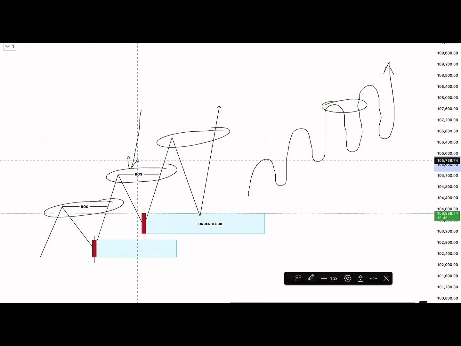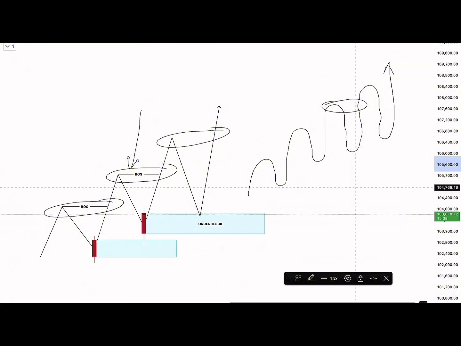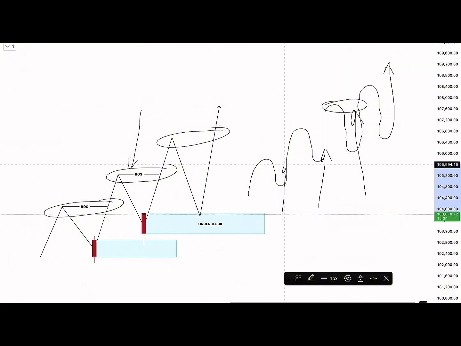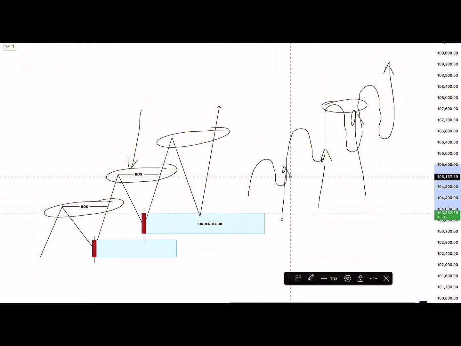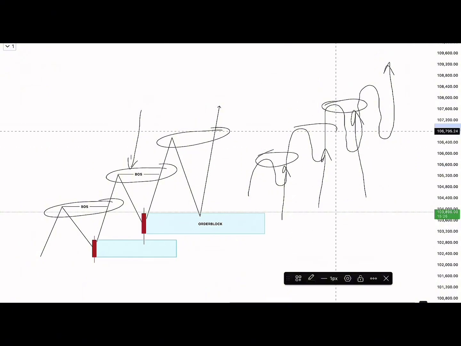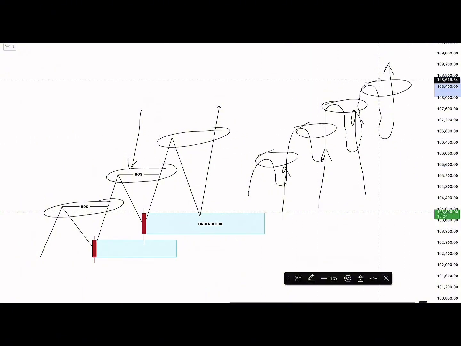First of all, we are supposed to be expecting a bullish impulse here, a bullish impulse here, a bullish impulse here. I don't know if you get me. A bullish impulse that will lead to a break of structure. In this case, the same thing, in this case, the same thing.